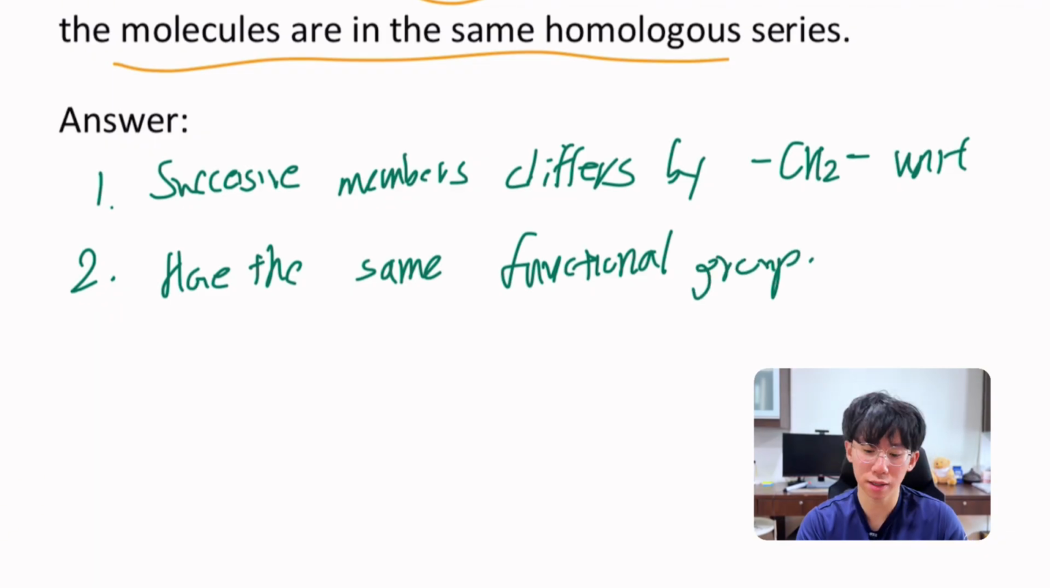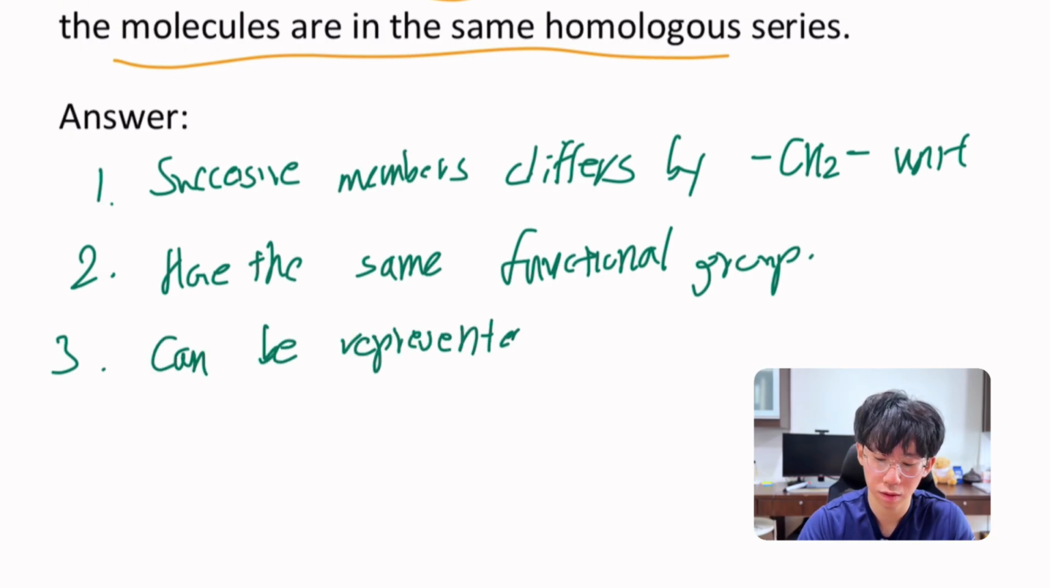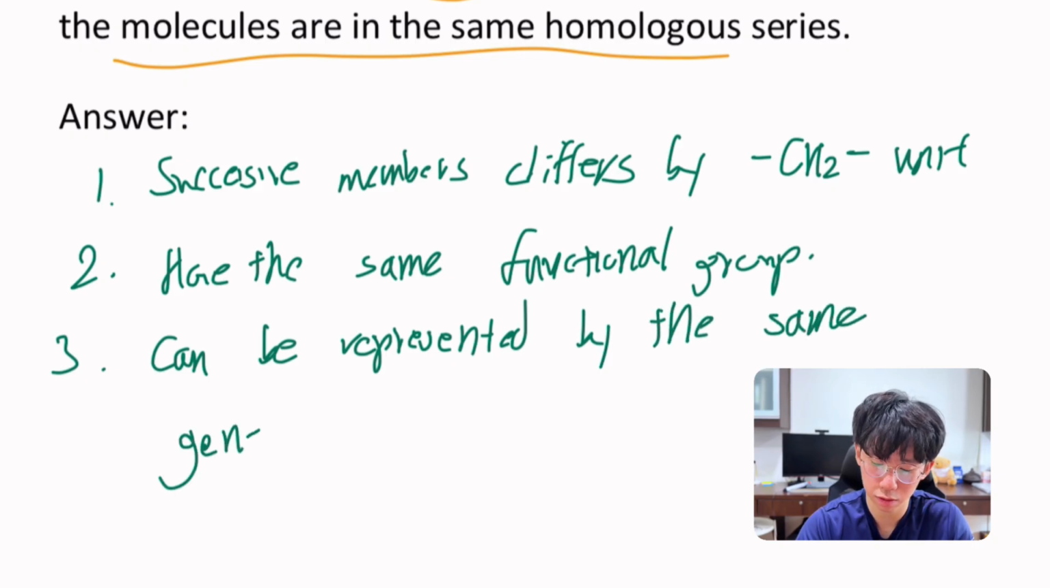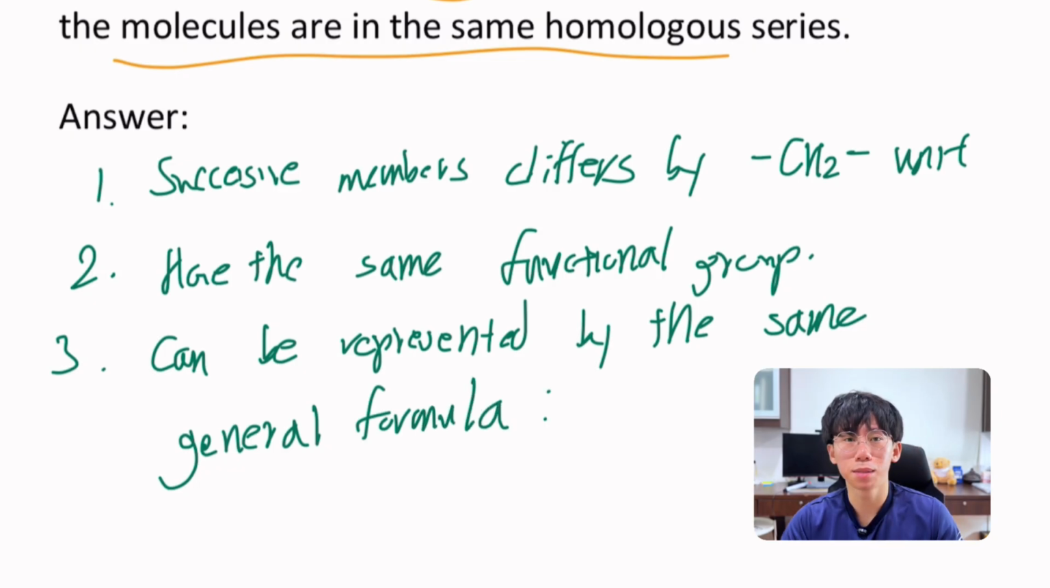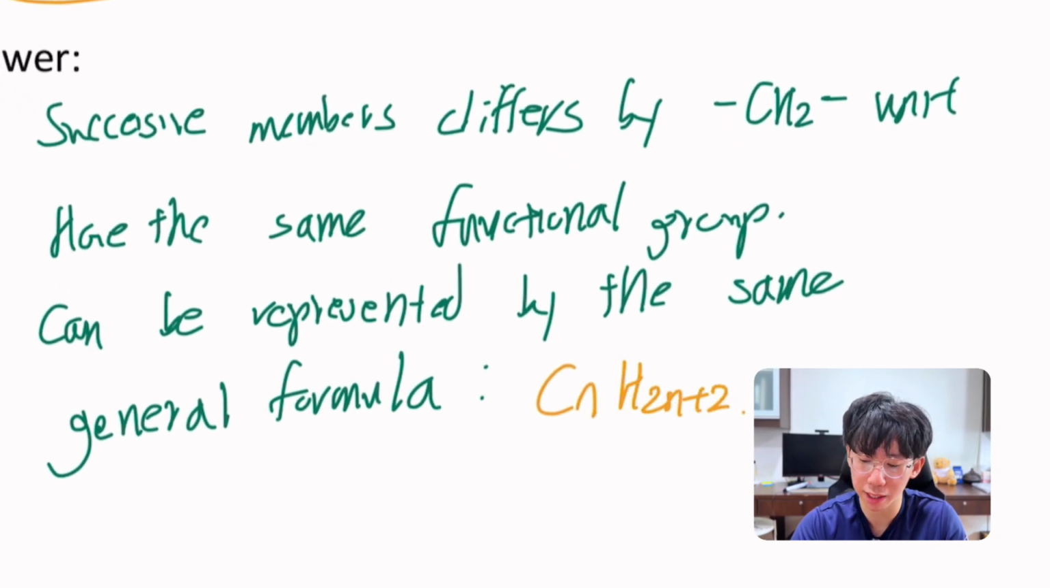And my next favorite reason is to say that they can be represented by the same general formula. In this particular case, you have to be very specific in a very specific question. When they give you a specific homologous series, you have to properly tell the specific general formula, which is why this is my third favorite reason. But for alkanes, this is CnH2n+2.